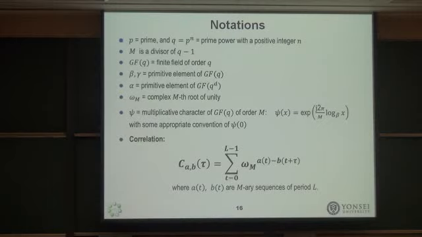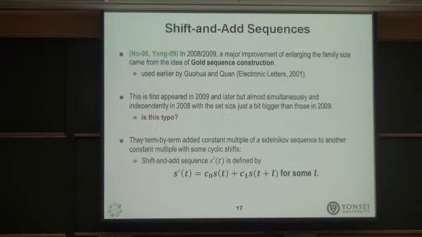I'm going to use alpha to be a primitive element of some extension field GF(q^d). I'm going to use beta or gamma for a primitive element of GF(q), and psi is a multiplicative character with some appropriate convention for psi of 0. And this is the cross correlation that we use to measure the correlation bound on the constructed or proposed family in the construction.